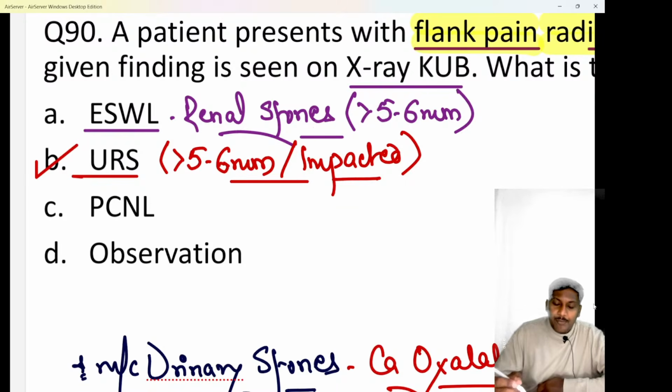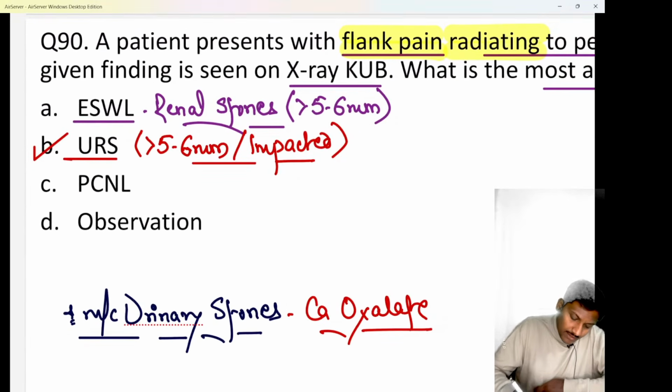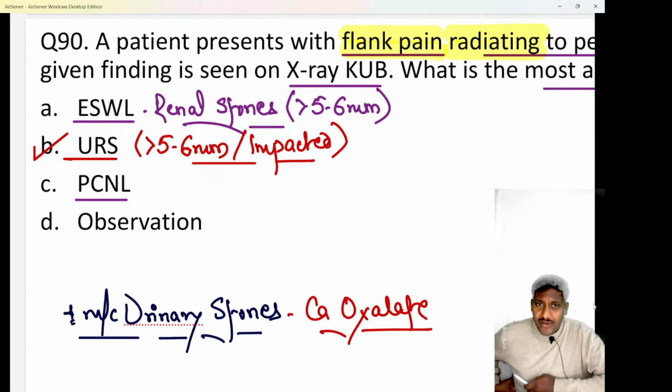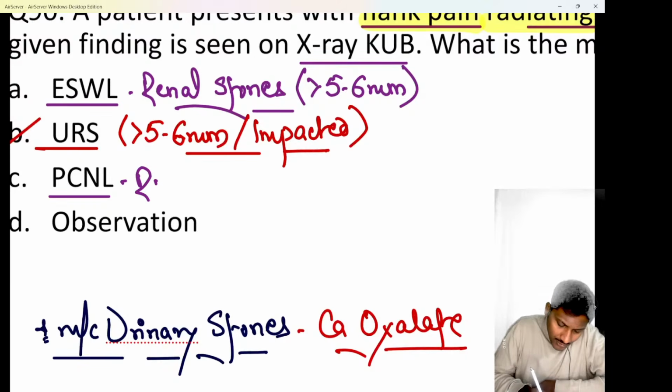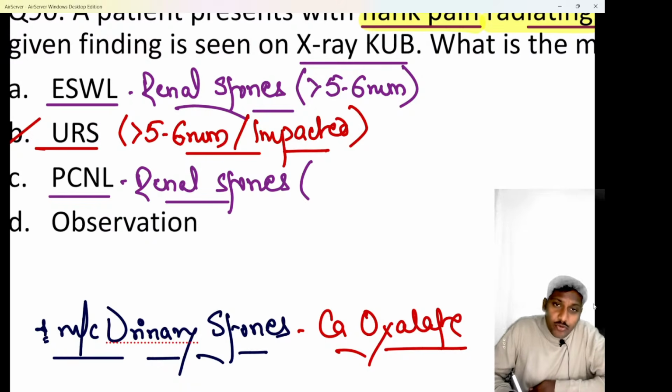If the stone is impacted, even if it is small, then also we have to remove it, okay. Next is PCNL, that is percutaneous nephrolithotomy. In percutaneous nephrolithotomy, you directly extract the stone from the kidney or the pelvis. So PCNL is a procedure done for renal stones, but it is done when ESWL is not possible.